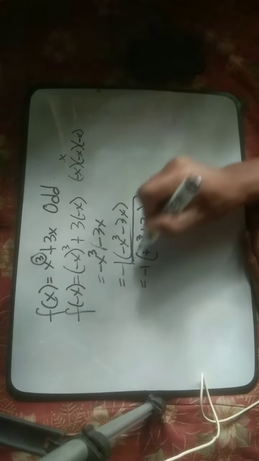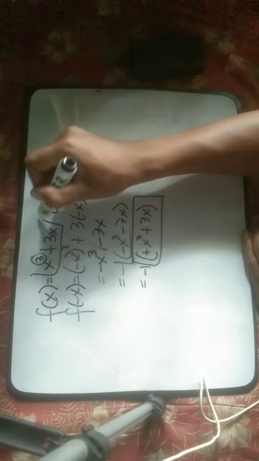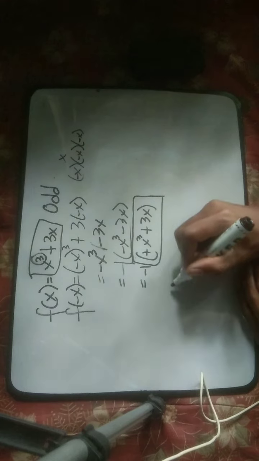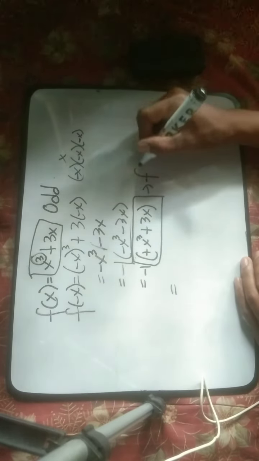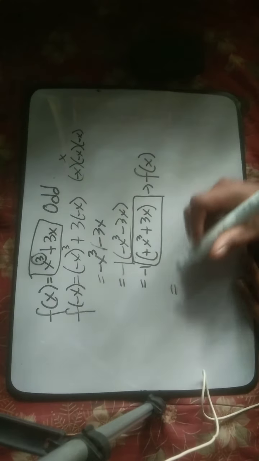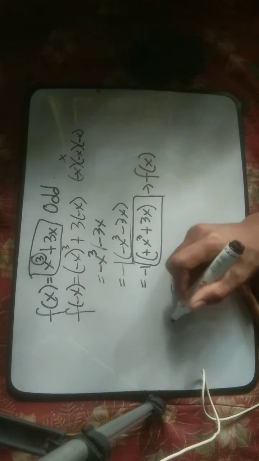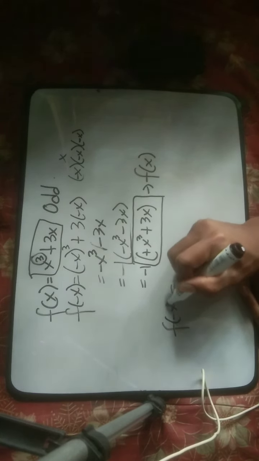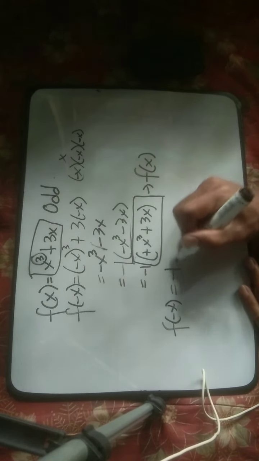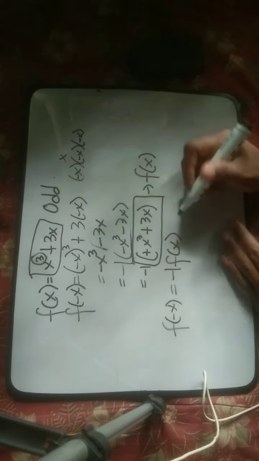So as you can see, this looks the same as our original function. So this is like f of x, right? So this function is an odd function. So on the left side, f of negative x is equal to negative 1 times f of x, as the definition of an odd function.